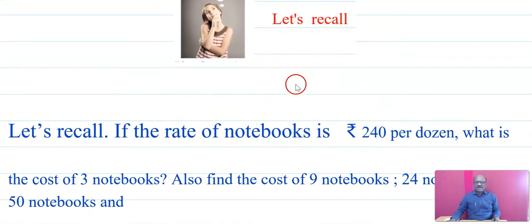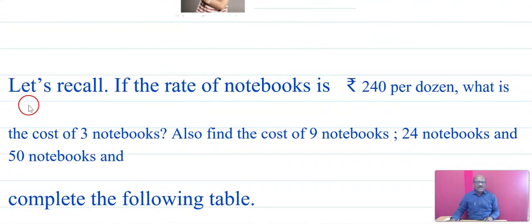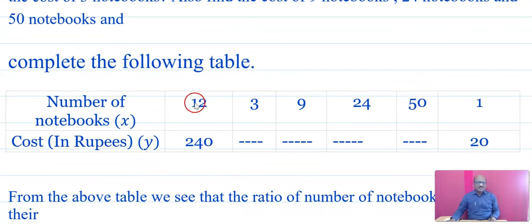Let's study and also let's recall. If the rate of notebooks is rupees 240 per dozen, what is the cost of 3 notebooks? Also find the cost of 9 notebooks, 24 notebooks and 50 notebooks, and complete the following table. The number of notebooks: 12, 3, 9, 24, 50. Next is the cost of notebooks, that is 240, and the last is 20.